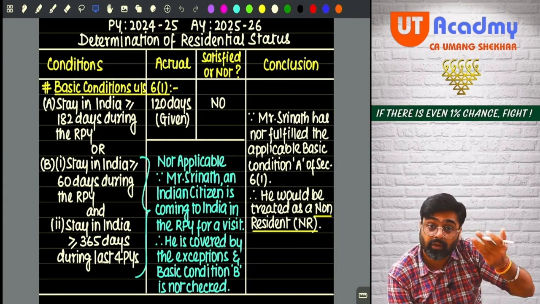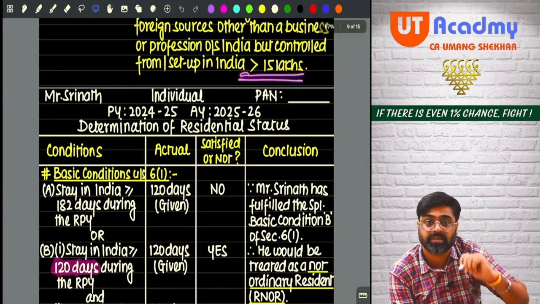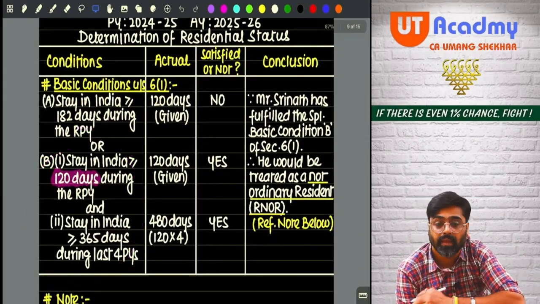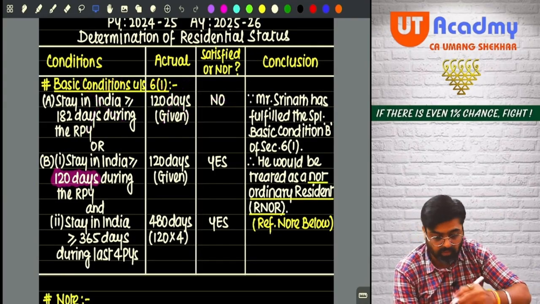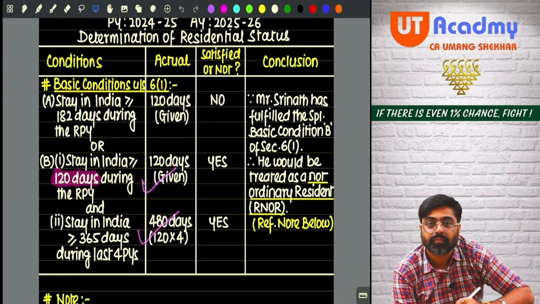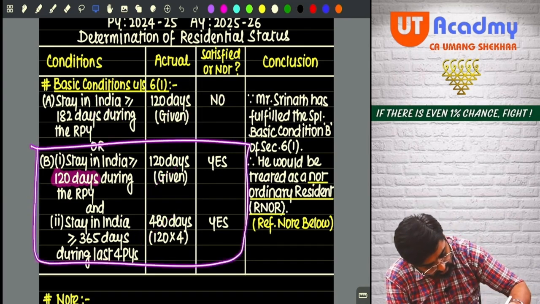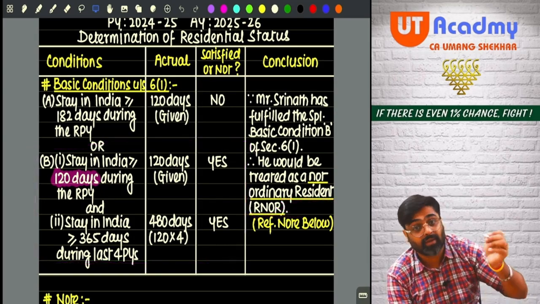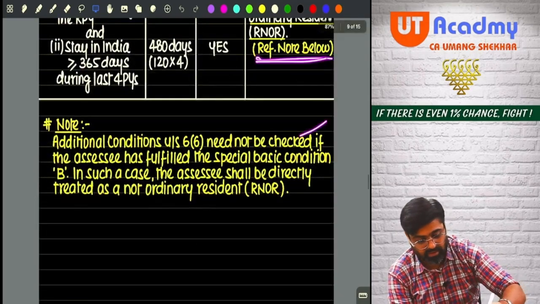But if we assume that his total income is more than 15 lakhs, then he will be covered by special case, and in special case, his special basic condition B will be verified. A is not fulfilled, but B, both the parts will be fulfilled. Hence, special basic condition B fulfilled, he will be treated as RNOR, resident but not ordinary resident. Why? Refer note below. Read the note.